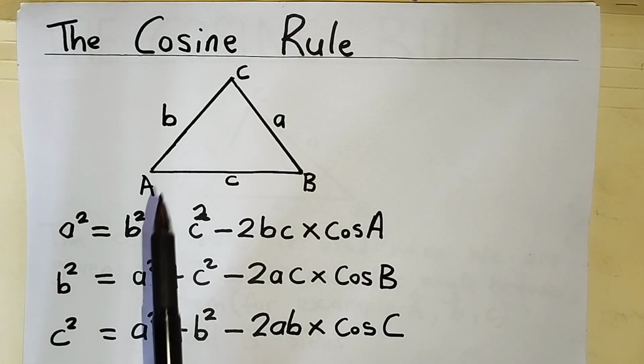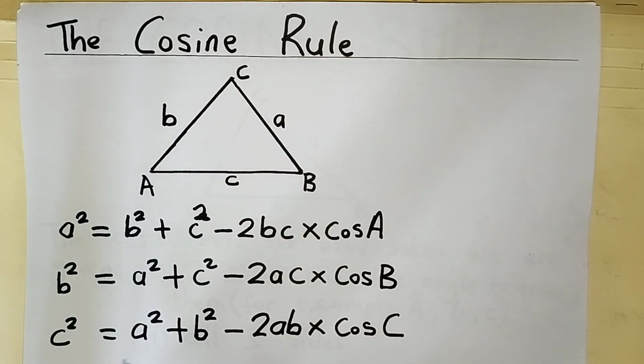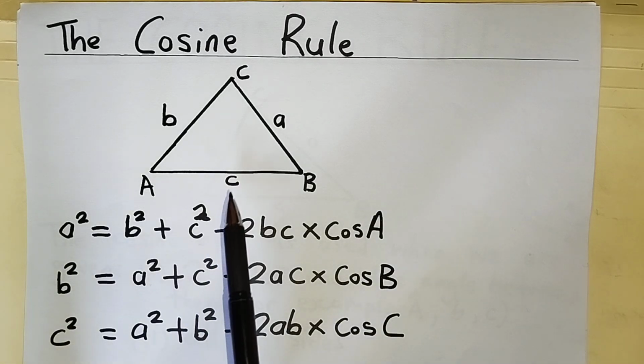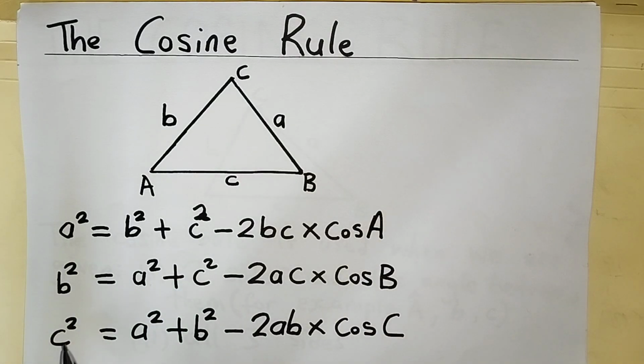If we want to find the length of b, we say b squared equals a squared plus c squared minus 2 multiplied by a multiplied by c multiplied by cos B. And if we want to find the side length c, c squared equals a squared plus b squared minus 2 multiplied by a multiplied by b multiplied by cos C. This is how we use the cosine rule to find the unknown side length.